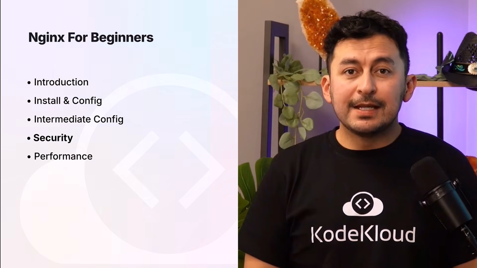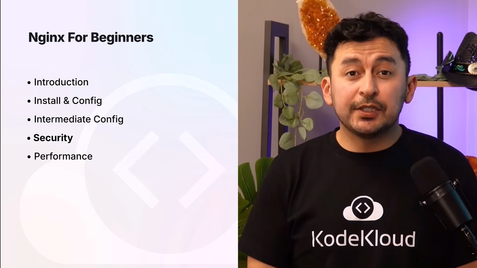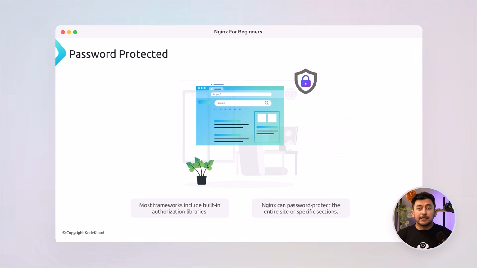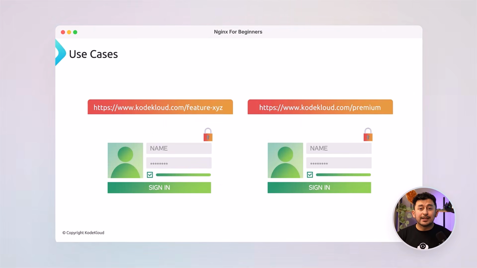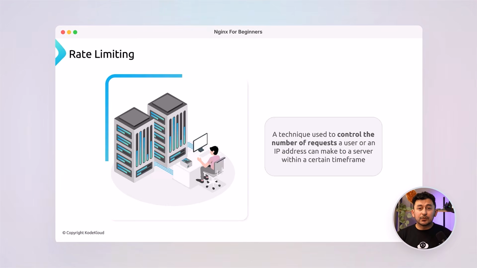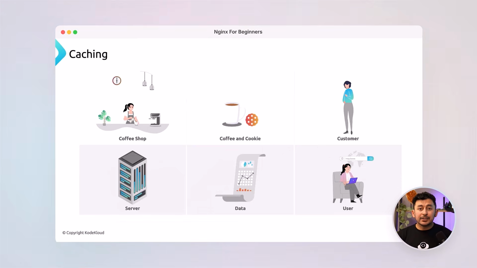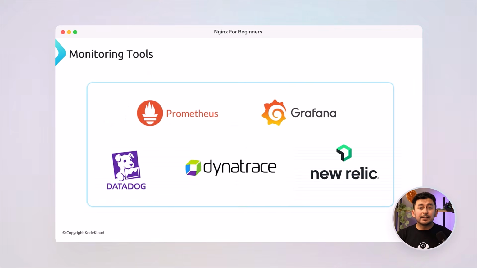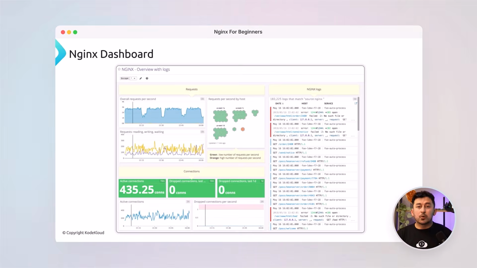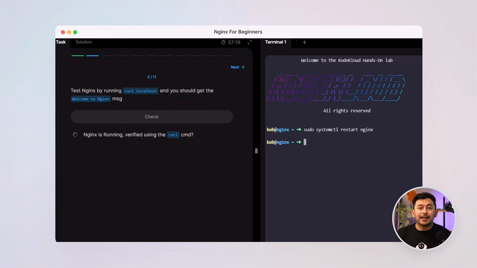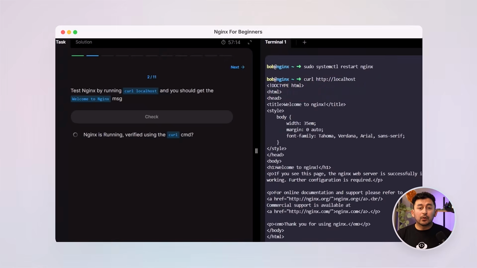In the Intermediate Config, you'll set up virtual servers, configure redirects, deploy load balancers, and use Nginx as a reverse proxy. The Security section introduces HTTPS, HTTP headers, and authentication setups, teaching you how to protect your Nginx web server effectively. Finally, in Performance, we'll optimize Nginx using rate limiting, caching content for faster response, compression for faster delivery, and monitoring troubleshooting techniques. Throughout this course, you'll engage in practical labs and exercises to reinforce your learning, ensuring you can apply these skills in real-world scenarios.